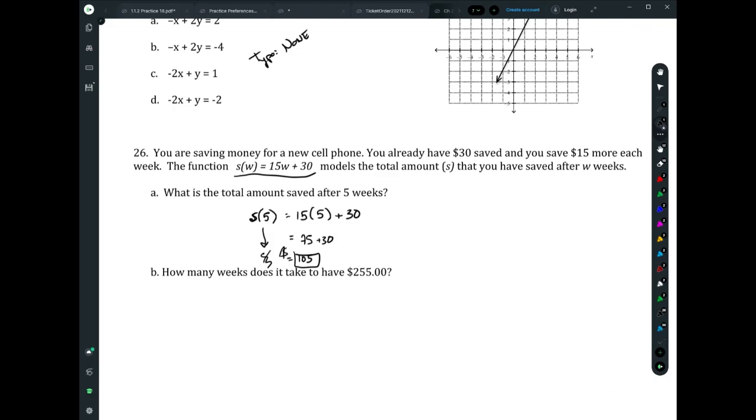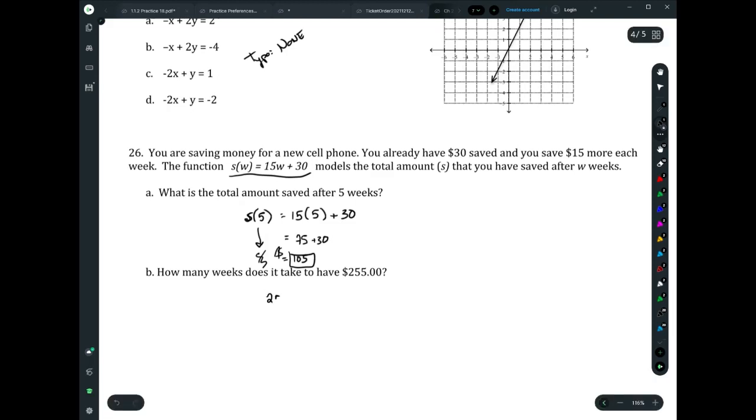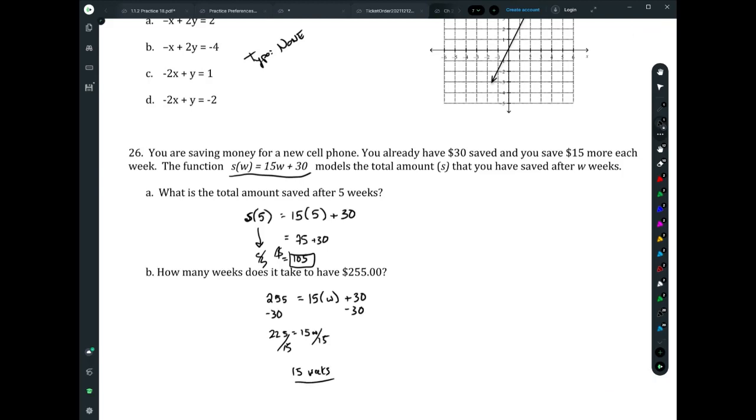How many weeks does it take to have 255? Here we're just going backwards. We're plugging 255 in for y, and we're solving for the number of weeks. And once you do that, 255 minus 30 is 225, and divide by 15, we get 15. 15 weeks, you can get your new cell phone. Alrighty.